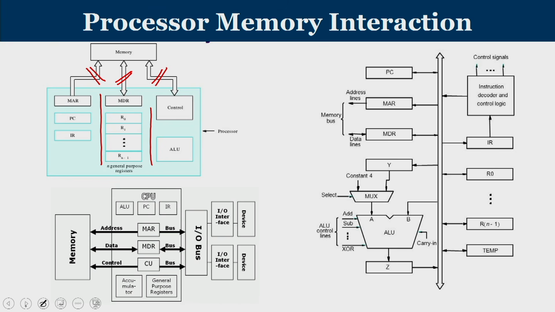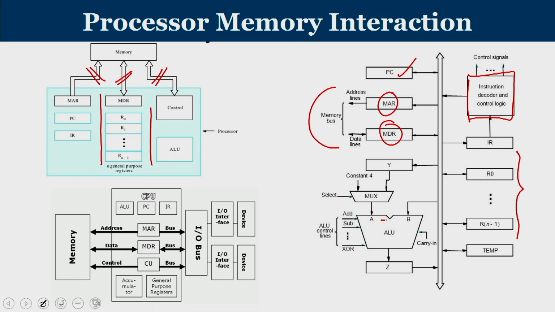What you see on the right side of the slide is yet another representation of the internal organization of a general processor. You can see there are many general purpose registers. You have an instruction decoding and control unit. This is the program counter. MAR and MDR, like I mentioned already, are the two registers which will directly interface with the memory. MAR carries the address and MDR carries the data.